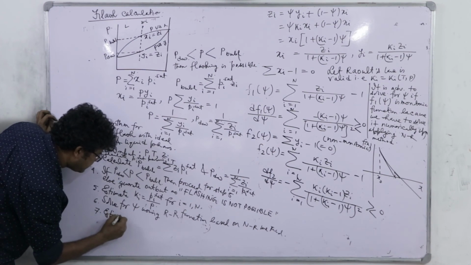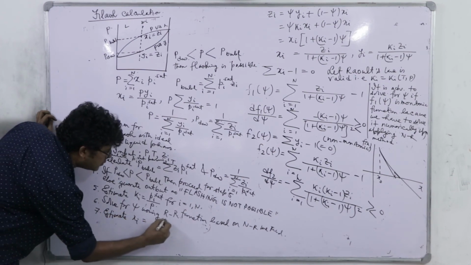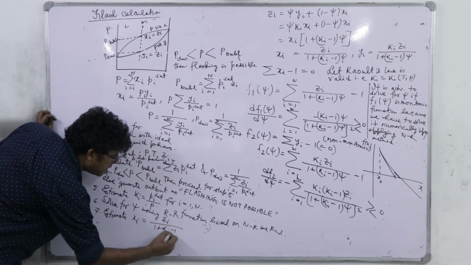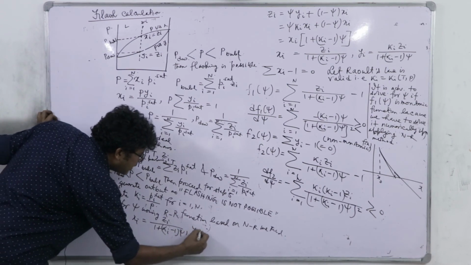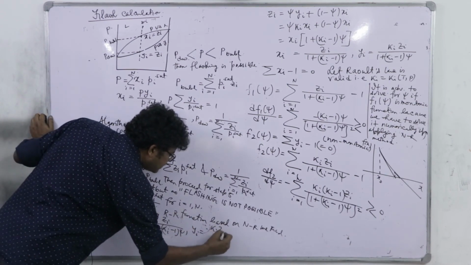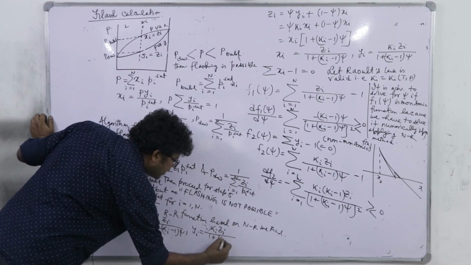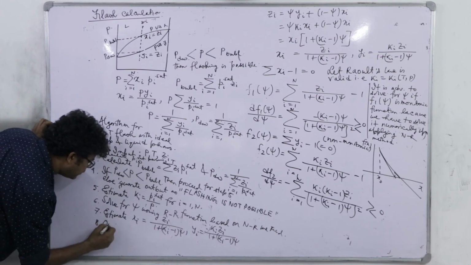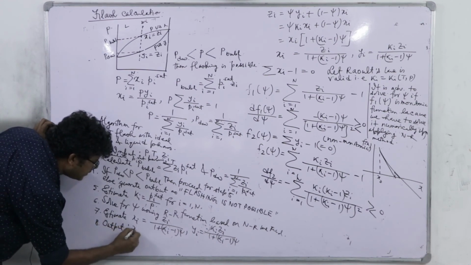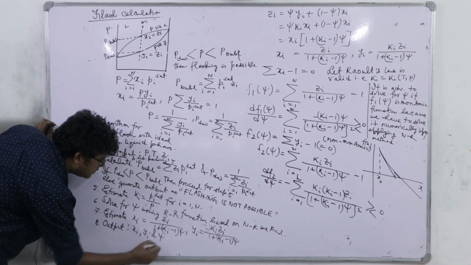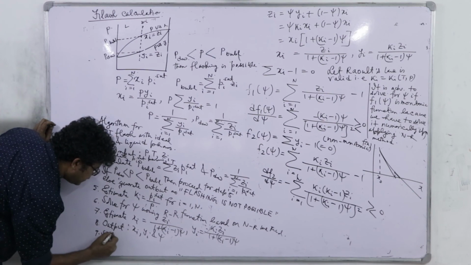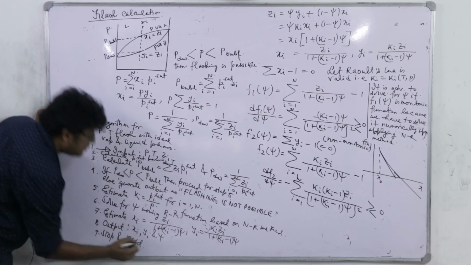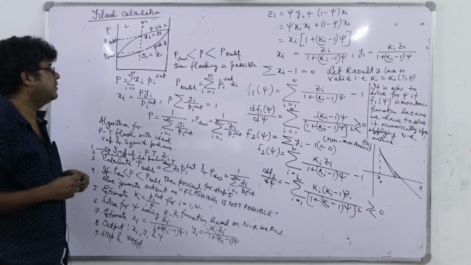Estimate xi is equal to zi divided by 1 plus (Ki minus 1) into the vapor fraction, and yi is equal to Ki zi divided by 1 plus (Ki minus 1) whole bracket into the vapor fraction, right? Output xi, yi and the vapor fraction, stop and end. So, that is the flash calculation.